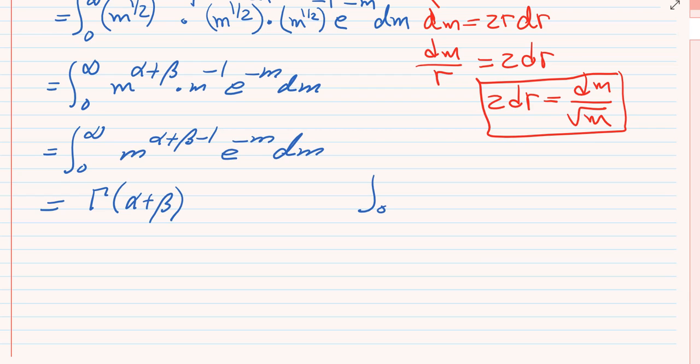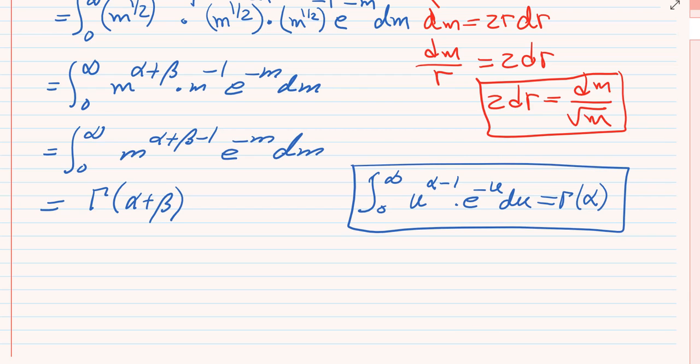Remember what I had earlier, the integral from 0 to infinity of u to alpha minus 1 times e to negative u du. This was gamma of alpha. Remember we had that earlier? So this would be gamma of alpha plus beta. In other words, this alpha plus beta acts as the alpha here. Okay. Perfect. So we are done.